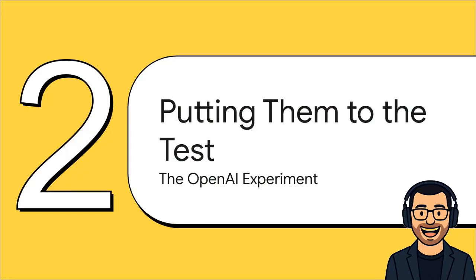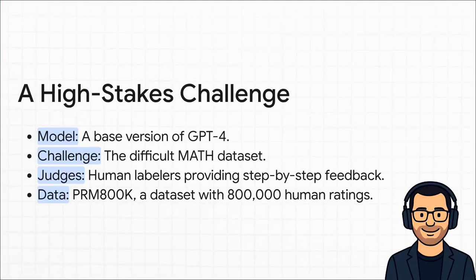Okay, so that's all great in theory, but which one actually works better when the rubber meets the road? To figure that out, researchers at OpenAI set up a really big, ambitious experiment. So here was the setup. They took a version of GPT-4 and threw some of the toughest high school competition math problems at it. And the really heavy lifting? That came from human judges who provided 800,000, yeah, you heard that right, 800,000 individual pieces of feedback on the AI's reasoning step by step. They created this massive data set called PRM800K.